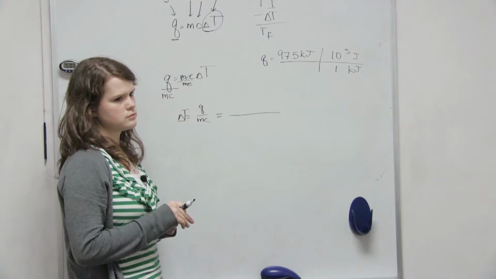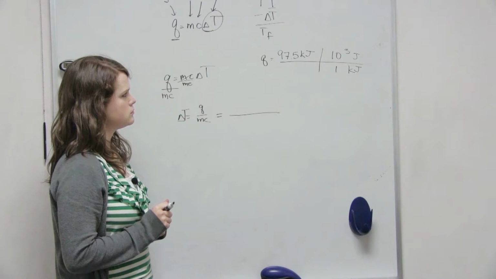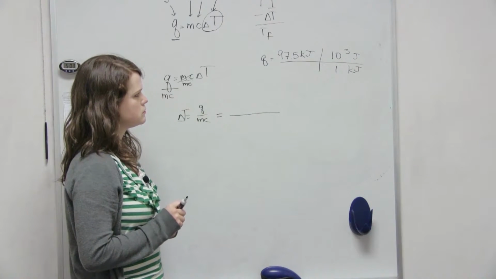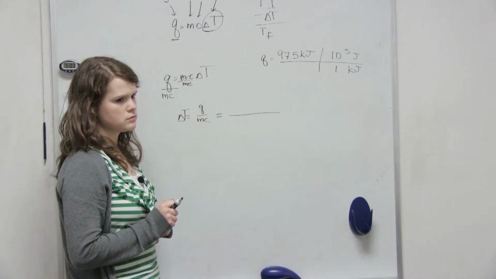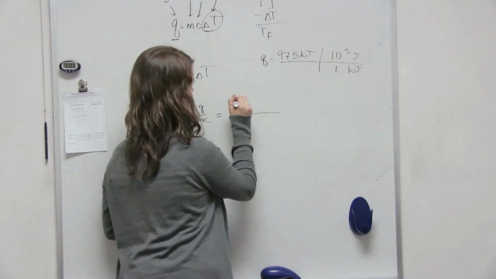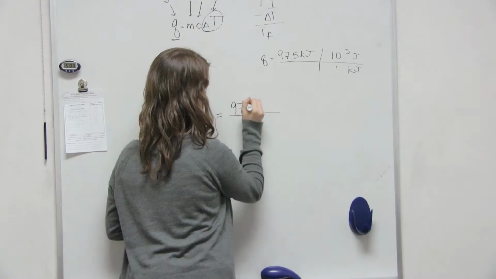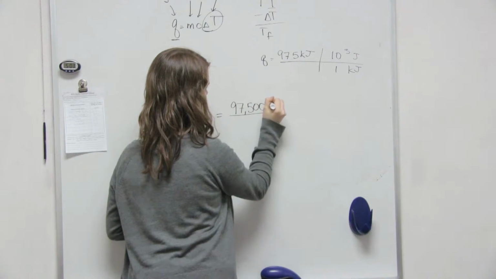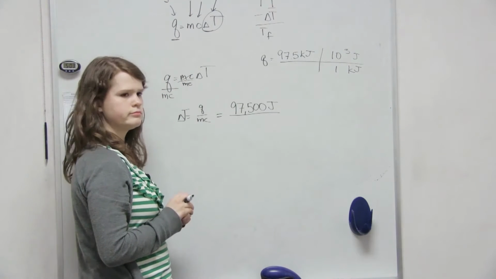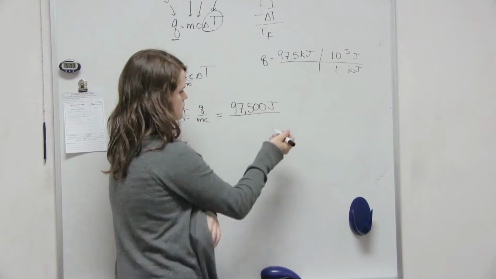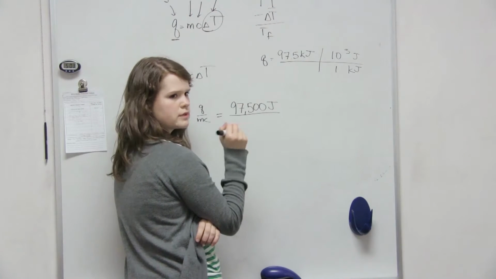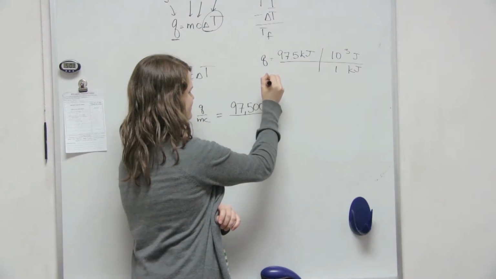97.5 times 10 to the third. So it's 97,500 joules. Divided by mass. Mass is 2.80 kilograms. So we have to change kilograms to grams.